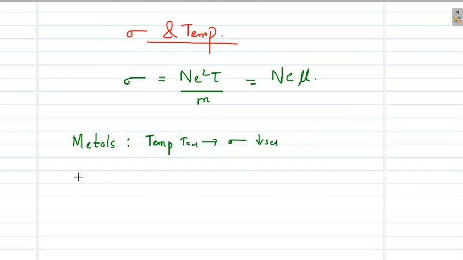So what actually happens here? But in the case of semiconductors, it is observed that as temperature increases, electrical conductivity sigma increases. So there is a sharp difference between the behavior of metals and semiconductors in the case of their electrical conductivity and its dependence on temperature. So how does this free electron theory explain this behavior?